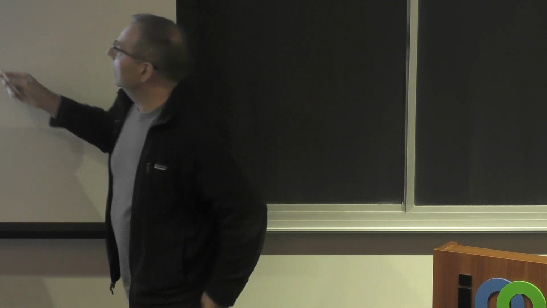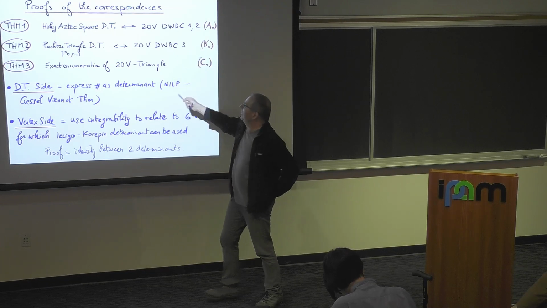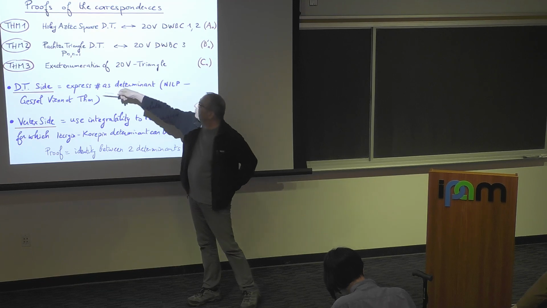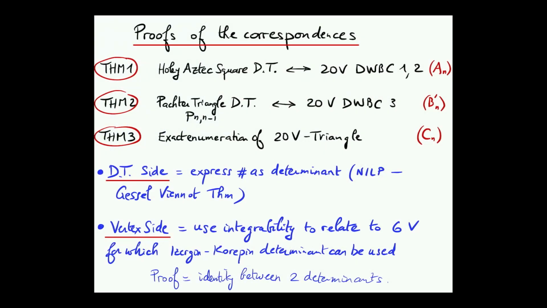Okay, so how do you prove these correspondences without understanding what's going on? By just computing, right? On the domino tiling side, you write things as determinants, using Gessel-Viennot or some weight-dependent Gessel-Viennot versions. On the vertex side, you use integrability. We've seen some uses of integrability in Leo's talk, for instance, that you can move lines around and deduce interesting things. And we'll see that all these problems boil down to the Izergin-Korepin determinant.